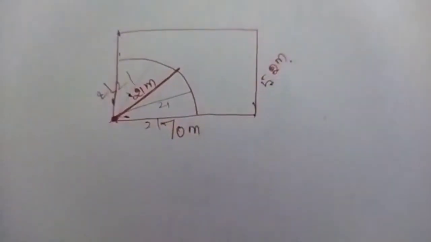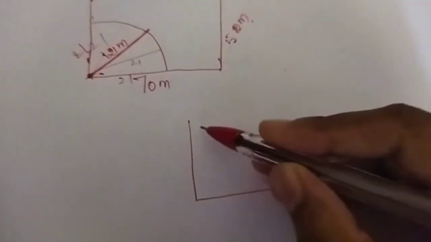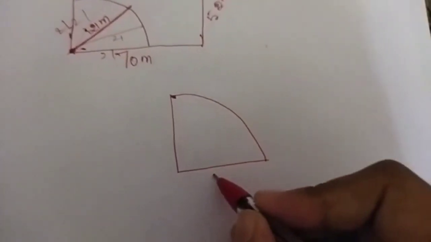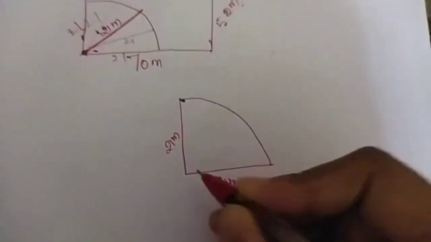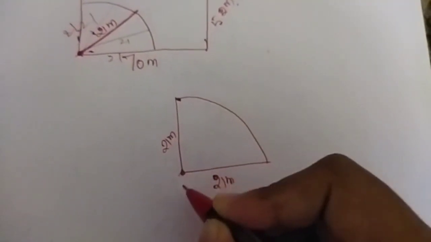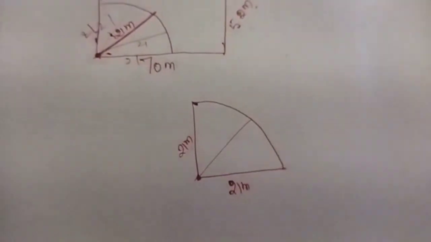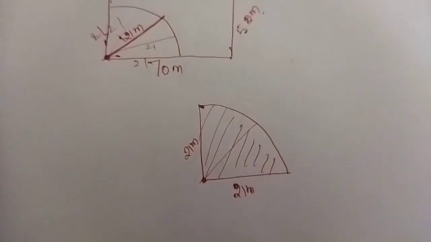Here 21, here 21. So it is like the shape of a quarter circle. So it can graze up to here. So this is 21 meter and this one is also 21 meter. So here is the horse. So the horse can graze up to this part. Now we need to find what is the area of this shaded part. How can we find the area of this shaded part?